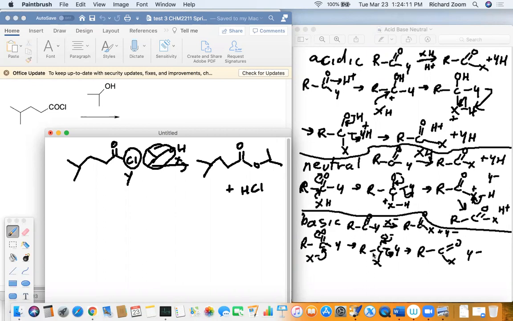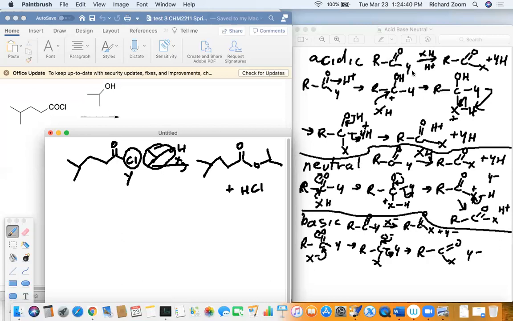Ask a question? You certainly can. Okay, so I'm looking back here, and when you did the esterification, you said the Y replaces the X. And that was in an acid reaction. Right. Neutral, you're saying the X replaces the Y. Well, it depends on what you're calling Y and X here. Did I change them around, or whatever?